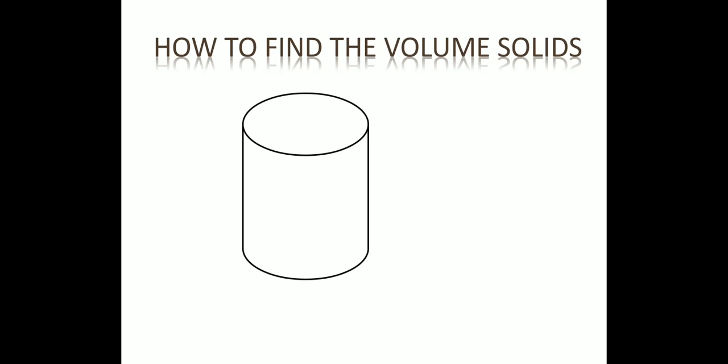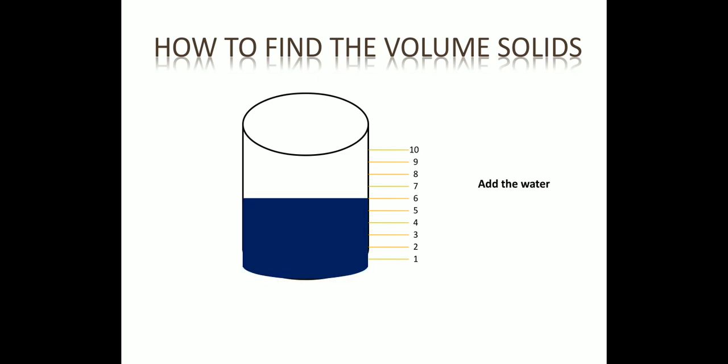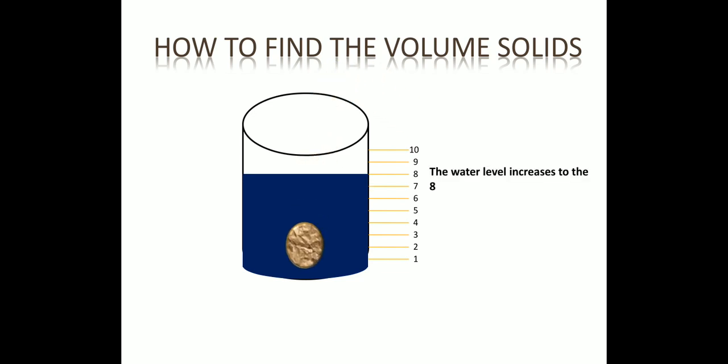First take the glass and then give the values, like in liters or milliliters. Then add the water to it. Then take the stone and put it into the beaker. The water level increases. Before it was at 6. Now it increased up to 8. By this we can understand the stone has some amount of volume.